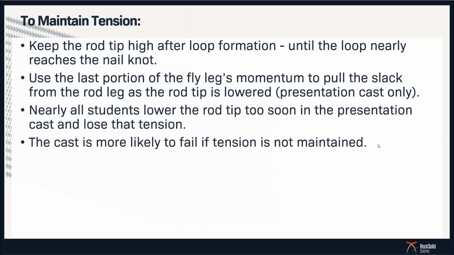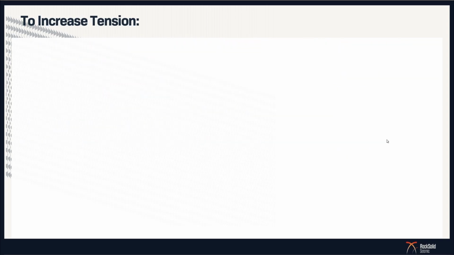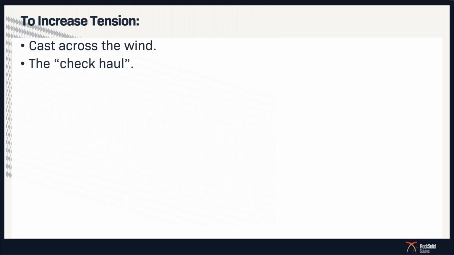So the cast is more likely to fail if tension is not maintained. But what about increasing tension? Increasing tension should make that wave travel through the string faster, and it does. So one way to increase tension is to cast across the wind, where the wind blows the rod leg tight for us. So it's very hard to make those minimum tension casts if there's any wind around and we're casting across the wind. The check haul is another way to increase tension.